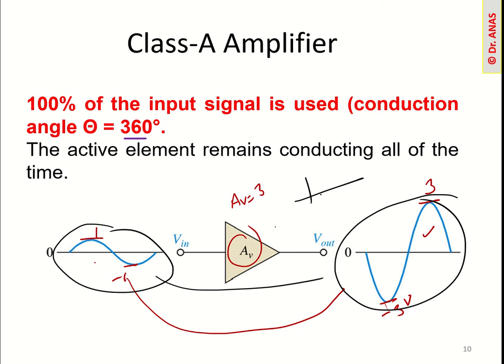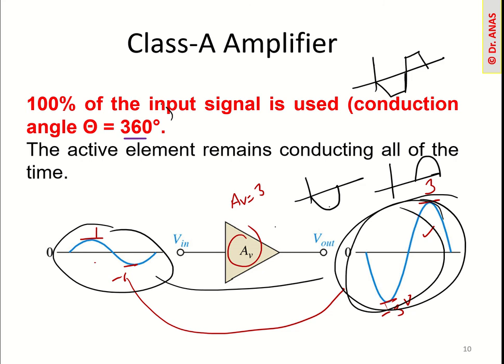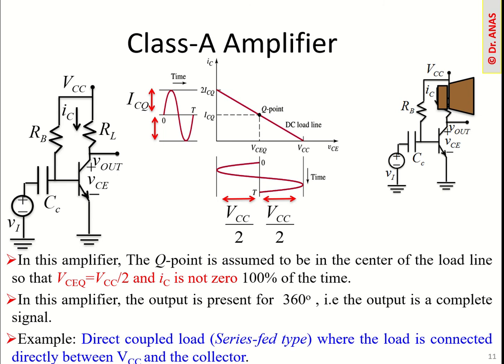For example, I am not getting an output with only the negative half cycle, or only the positive half cycle, or a truncated output like this. I am getting the complete signal. So this is called a 360 degree output signal, or the conduction angle is 360 degree. So this is the class A amplifier. Now let's have a look at some derivations of this.